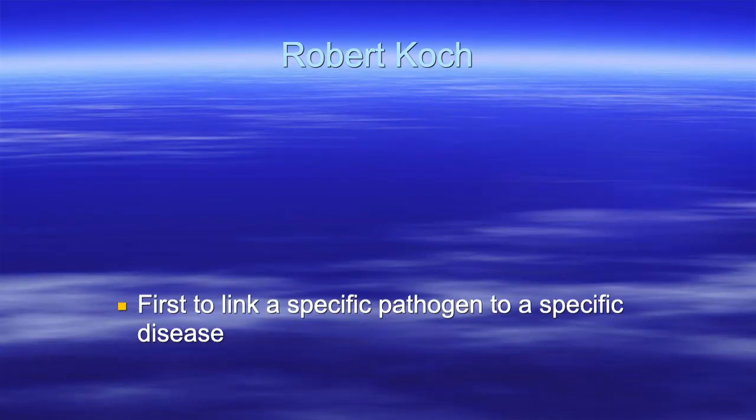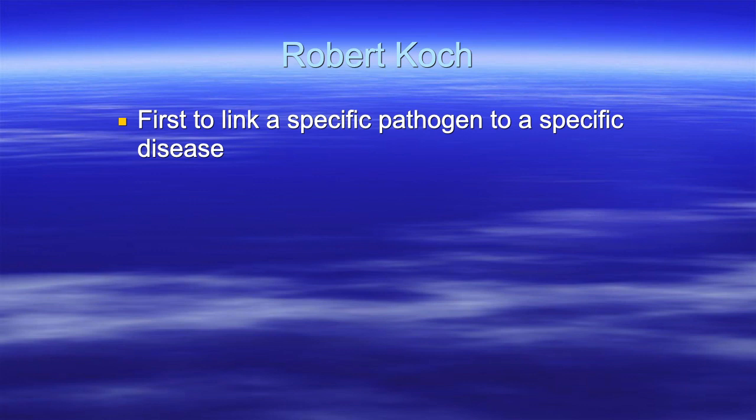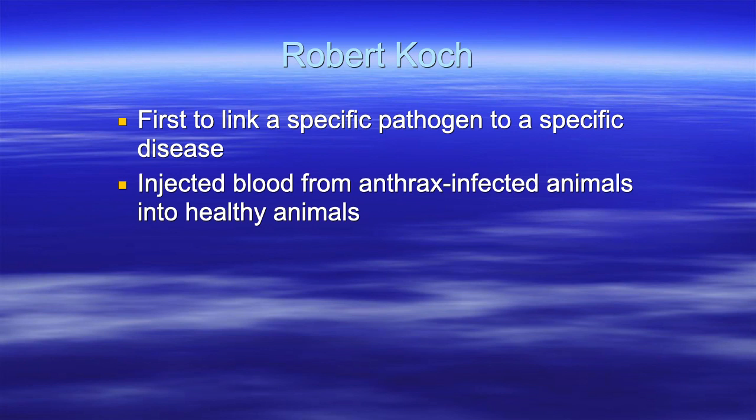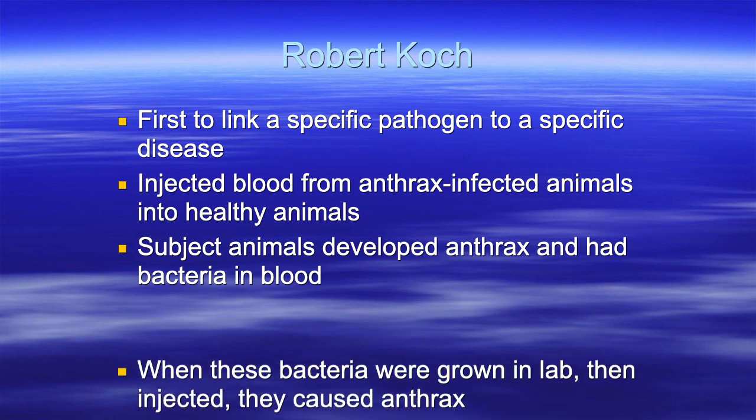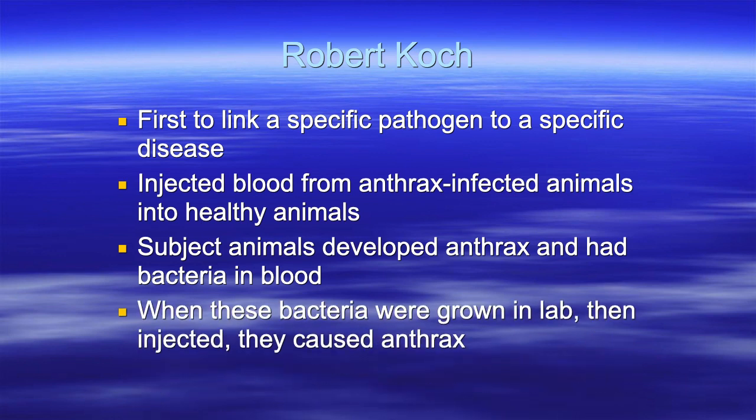All right, Robert Koch, first to link a specific pathogen to a specific disease, injected blood from anthrax-infected animals into healthy animals, and the subject animals developed anthrax and had bacteria in the blood. And when these bacteria were grown in a lab and then injected, they caused anthrax. So he isolated anthrax and determined that the sickness caused by it and the pathogen were linked together.